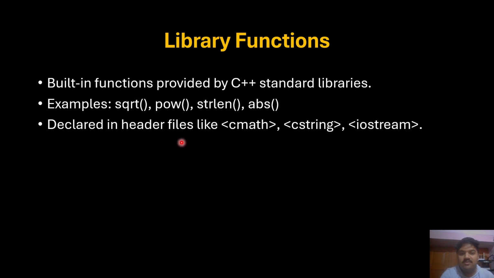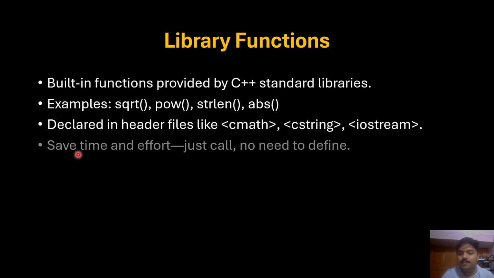Declared in the header files. So if we want to use the library functions, we need to include the library files for it. Like math is for sqrt, string is for string functions like strlen. iostream is the common header for input output stream, which we use in every code. Saves time and effort, just call and no need to define. We need to import the header file and we can just use the function. We do not need to define the code inside because the code is already written.